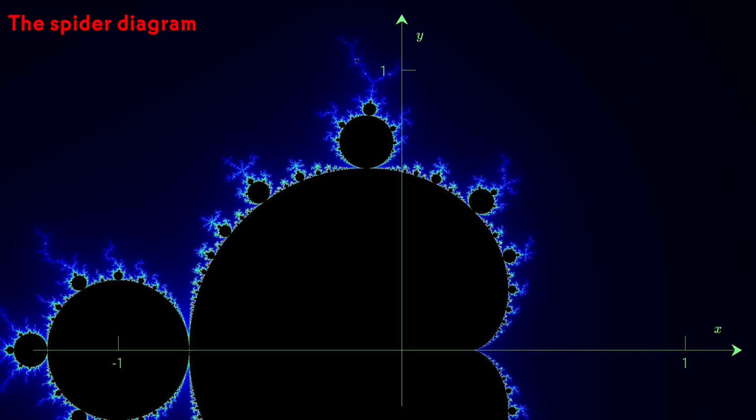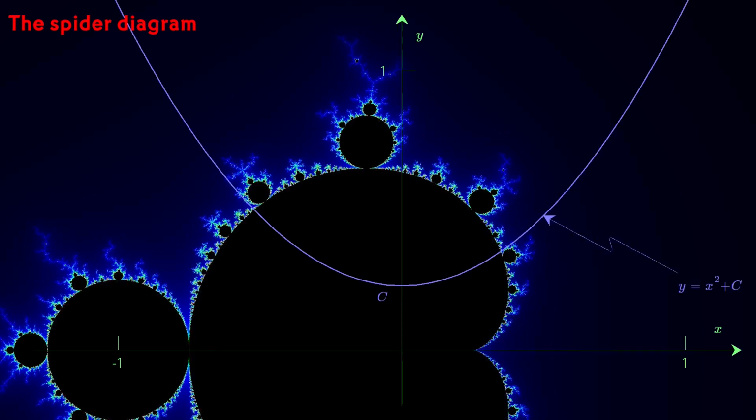To understand where all this complexity comes from, let's first consider what happens to the iteration for just the real numbers. That is, the ones on the horizontal axis in the picture. We'll use a visualization technique that's common for analyzing dynamic systems, called the spider diagram. We'll plot the function x squared plus c that we intend to apply repeatedly. And we'll draw a diagonal line representing the identity function y equals x.